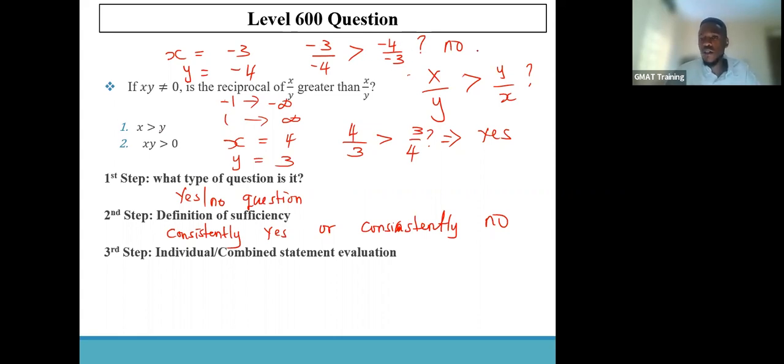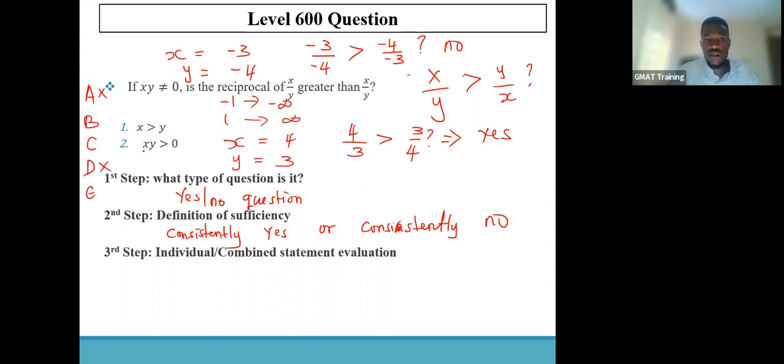So then since there isn't consistency, we can see that at times you're responding yes and at others you're responding no to the question stem, then the first statement becomes insufficient. And in our decision tree, we cancel out choice A and choice D.